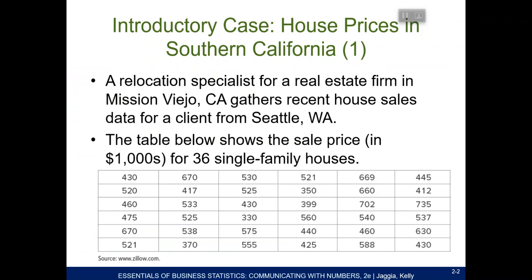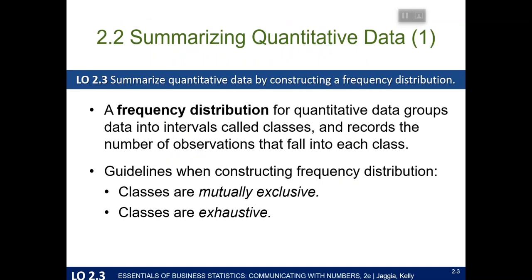So we're back in chapter 2, and we're going to continue with the house prices that we were looking at in the first video. If it's been a while since you did chapter 1 and chapter 2, we have some house prices from Seattle, Washington for 36 houses that we're looking at and analyzing.